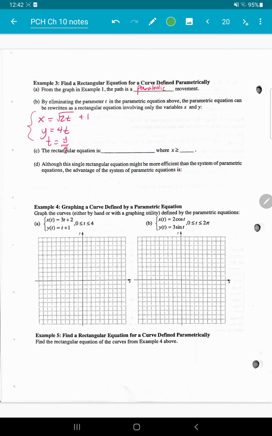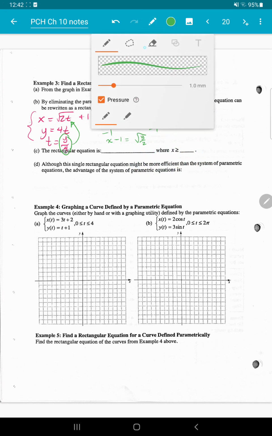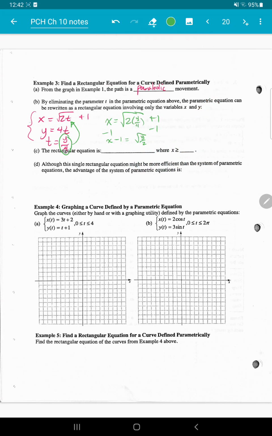Since t is y over 4, you can put that y over 4 into your other equation. So x is equal to the square root of 2 times y over 4 plus 1. Keep in mind that since we're trying to solve an equation basically in terms of y, we are isolating y, so let's move the 1 over, right? And then we're going to get x minus 1 equals the square root of y over 2. We square both sides, okay, and let me actually move this over. We're going to square both sides.